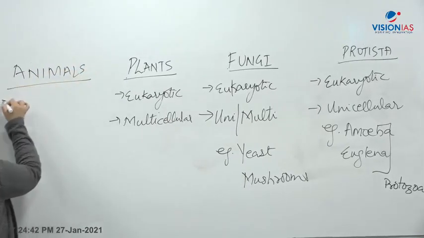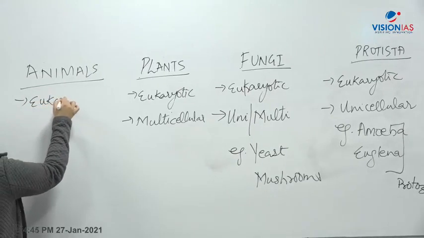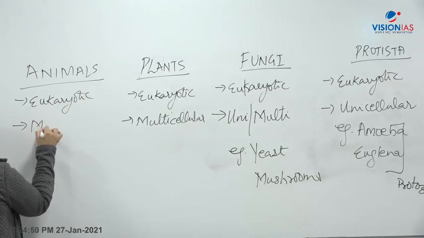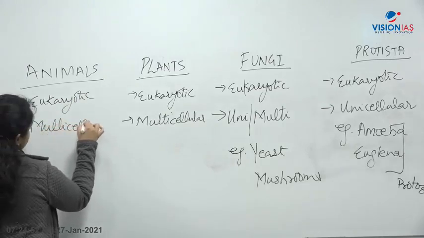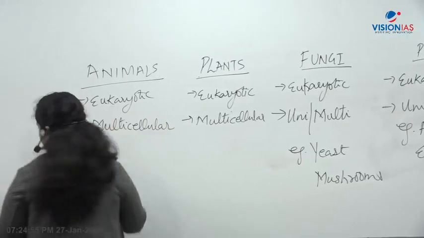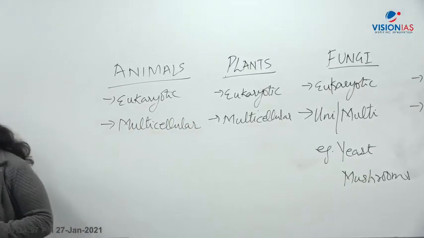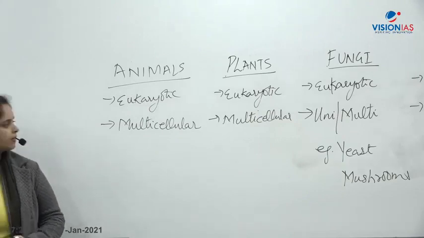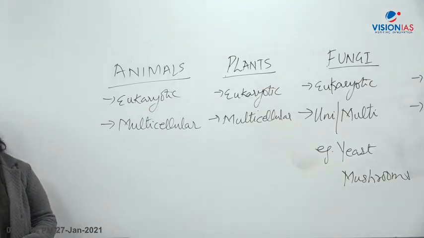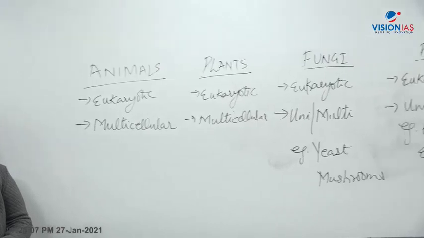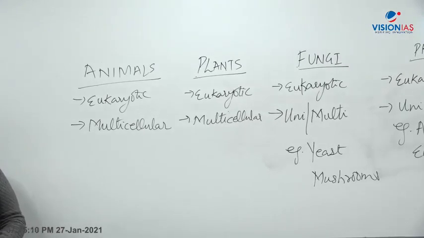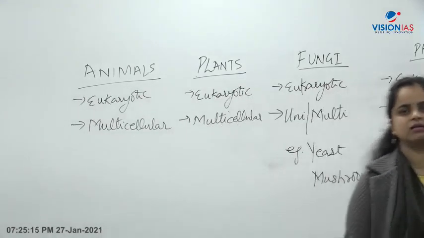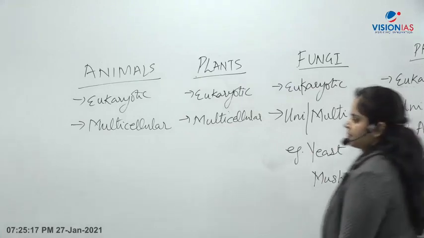And animals, eukaryotic and multicellular. Eukaryotic and multicellular, and you should be able to write the examples. So these are your 5 kingdoms, and this is the 5 kingdom classification. Okay.